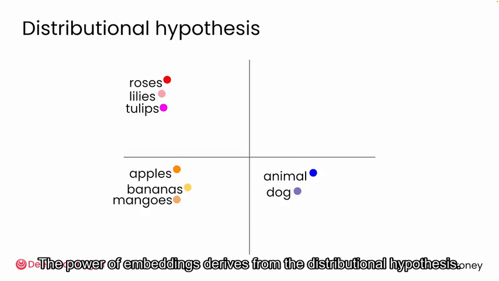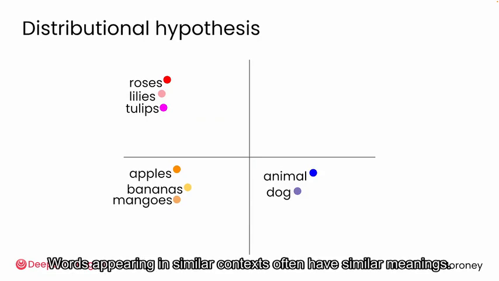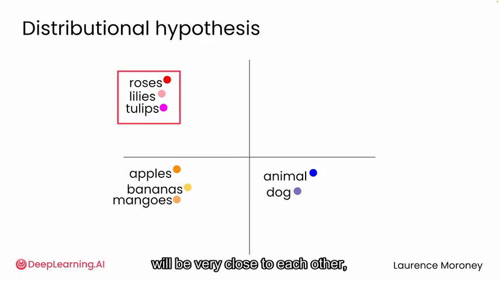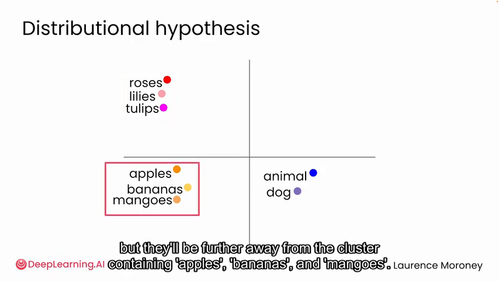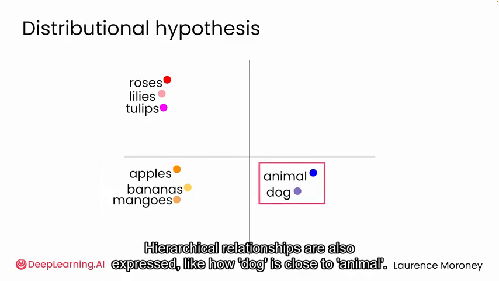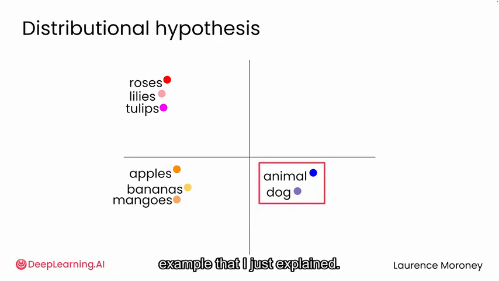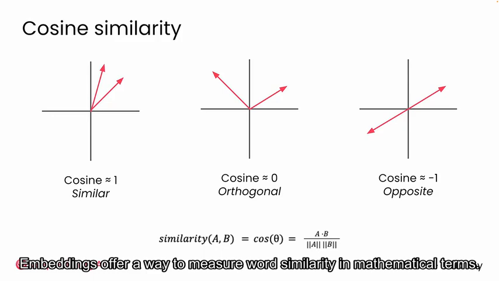You can see how embeddings are useful for representing these word relationships and the complex concepts around them in mathematical terms. The power of embeddings derives from the distributional hypothesis. Words appearing in similar contexts often have similar meanings. In a plot, embeddings for words like roses, lilies, and tulips will be very close to each other, but they'll be further away from the cluster containing apples, bananas, and mangoes. Hierarchical relationships are also expressed, like how dog is close to animal, and even analogies like the king minus man plus woman equals queen example that I just explained. Embeddings offer a way to measure word similarity in mathematical terms.